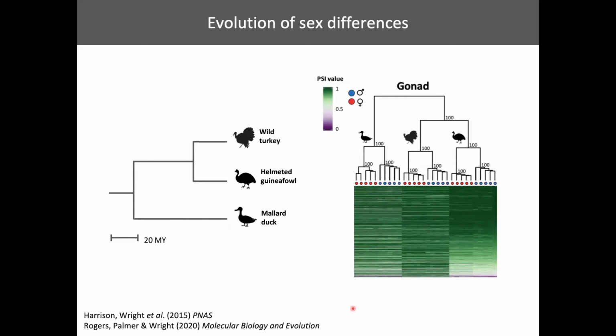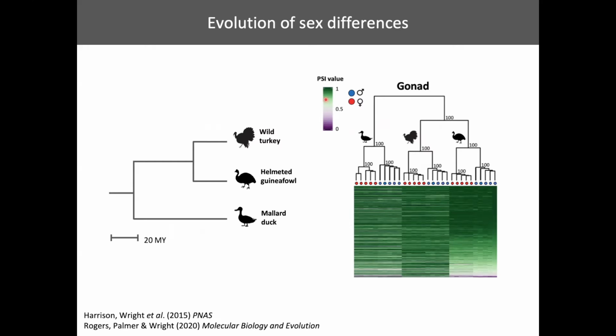We identified alternatively spliced genes across the autosomes using RNA-seq data from the reproductive tissue of the turkey, the guinea fowl, and the duck. Here we have a heat map and dendrogram for the gonad tissue for the orthologs of all three bird species. Each row is a gene, each column is an individual, males are in blue and females are in red, and the green and purple colours represent the PSI value, which is a measure of alternative splicing.